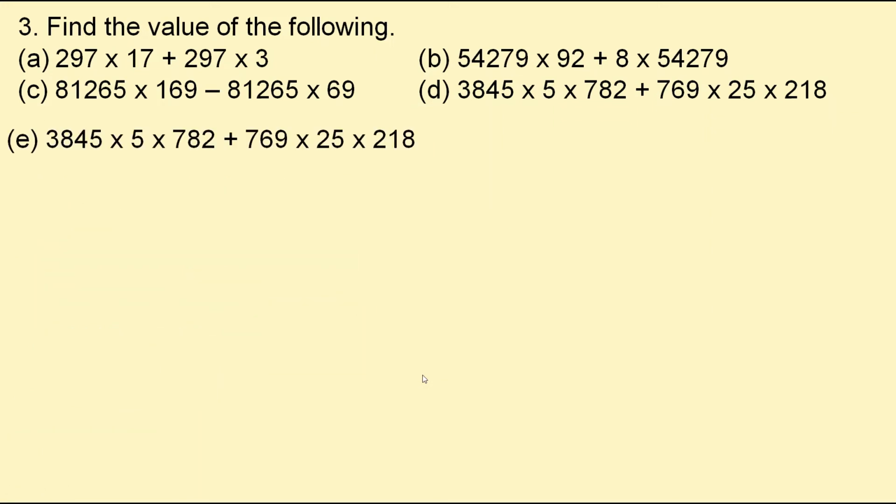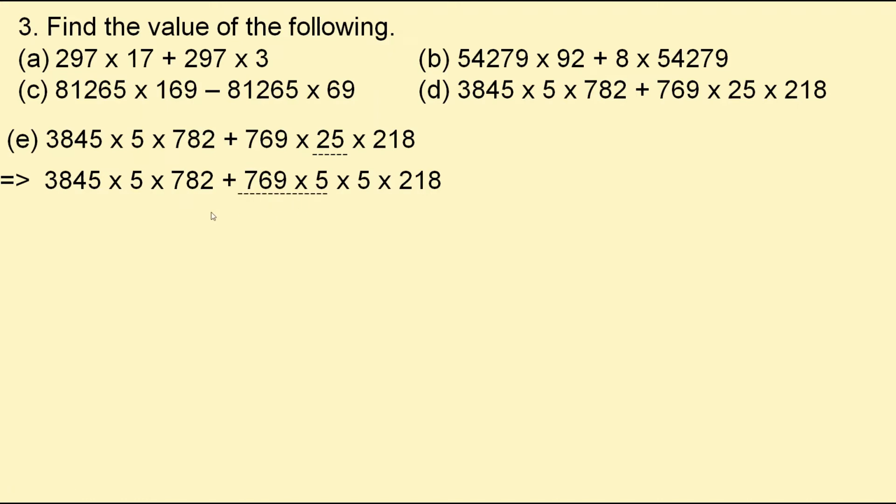Here it is 33,845 into 5 into 782 plus 769 into 25 into 280. Now it is a bit different when we compare with the distributive property. So what we will do, we will make some arrangement such that it will be similar to the distributive property. For that, we will split this 25 as 5 into 5. Okay. Now let's check whether the product of these two numbers, that is 769 and 5, will give the answer as 3,845. Okay. So let's check.